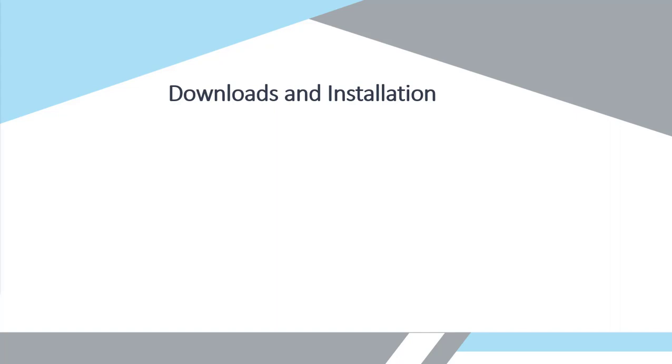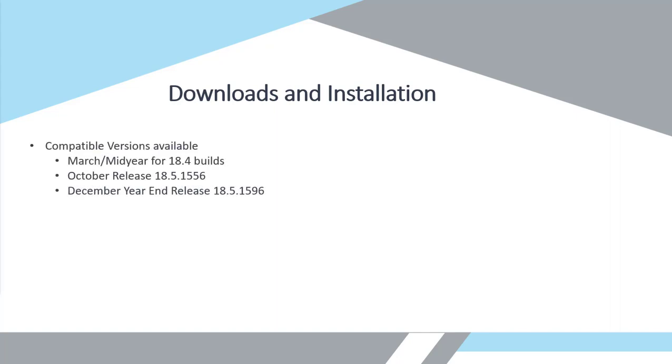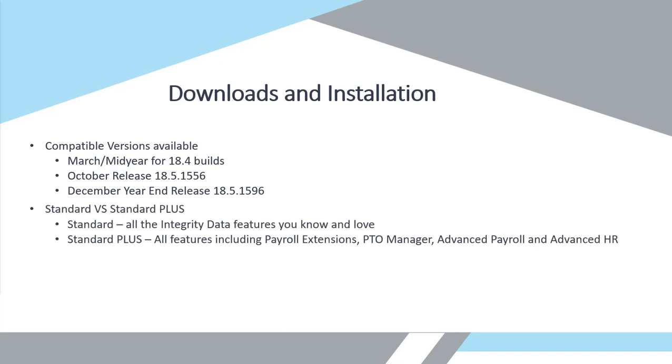Let's start with the version options. There are 3 options available on the downloads page right now: the March mid-year release, the October release, and the year-end release. Yes, the year-end release is ready and available, and each includes 2 different options. One is for the standard install. So the standard install is all things integrity data that you know and love. Our Standard Plus install includes all features, including the new Payroll Extensions, PTO Manager, Advanced Payroll, and Advanced HR.